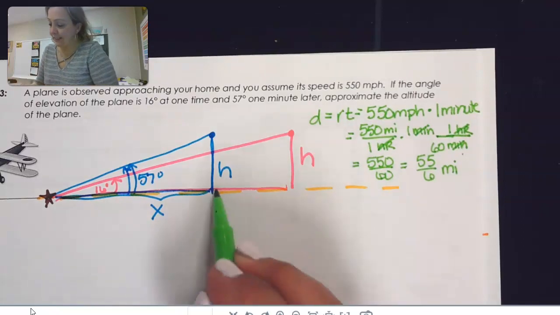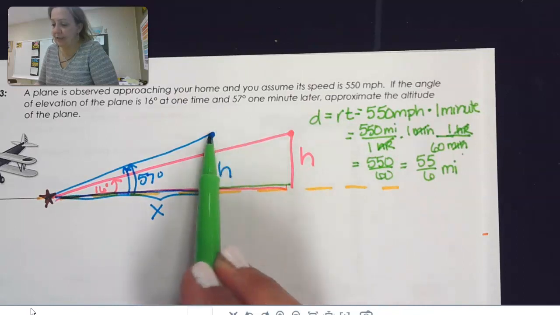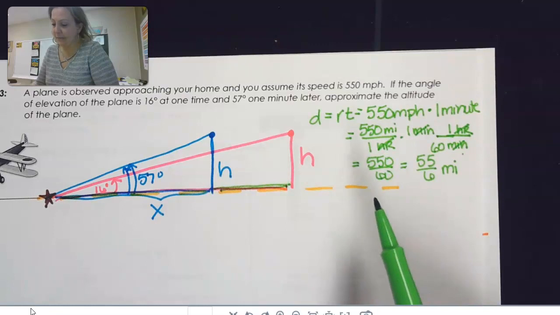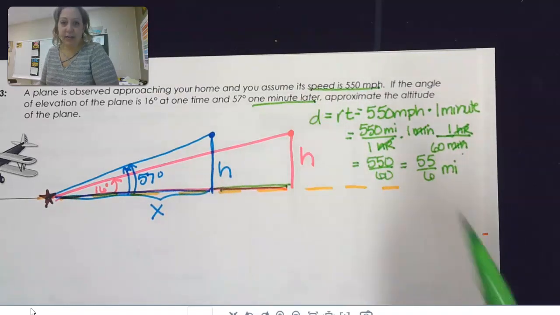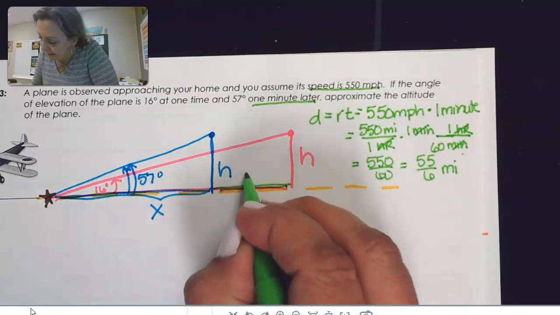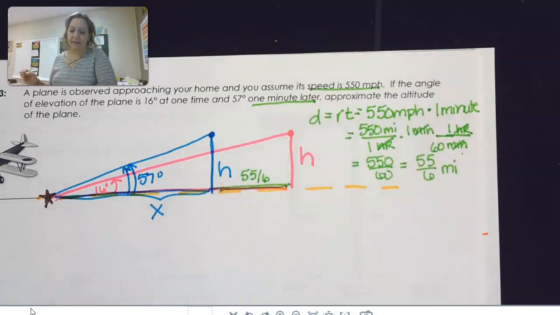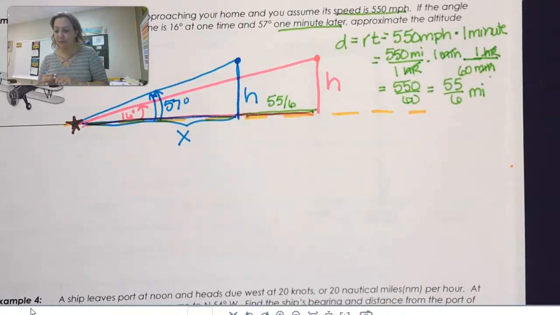And that's what this distance is, because remember that it was approaching at a certain speed, and this was a minute later. So again, we have this speed, and this is the change 1 minute later. So that means that this right here is 55/6 of a mile. And again, that's the distance that the plane is traveling in 1 minute. Okay. Well, now that we have that, we can set up our two equations, kind of like we did before.